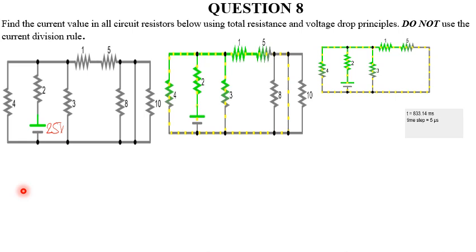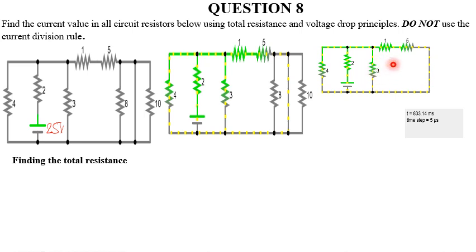To confirm it, they said we should use KVL, total resistance and the concept of voltage drop. We shouldn't use current division rule. So to start with, finding the total resistance, we realize that this and this are in series. The 1 and 5 are in series, so we can simply add them. After adding them up, this now becomes 6.